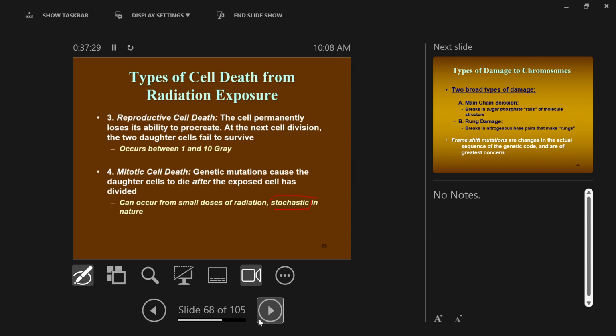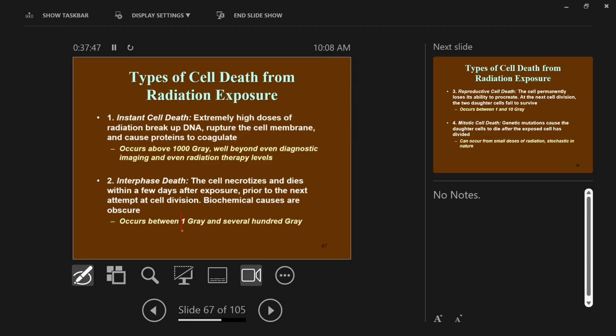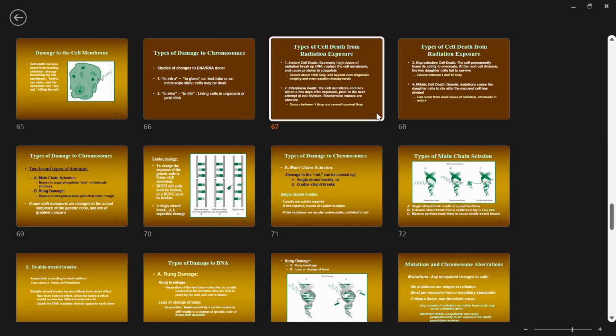Mitotic cell death is stochastic. We don't know how much radiation can cause it. We know that any amount could. Higher amounts make it more likely. Whereas if you looked at these other three, reproductive cell death, there's your threshold, right? 1 gray is your threshold for mitotic cell death, yeah? 1 gray is your threshold for interphase cell death. 1,000 gray is your threshold for instant cell death. We know the thresholds for these, so these effects are deterministic or non-stochastic. All right, so start to make friends with that word stochastic. It's a word we use all the time.